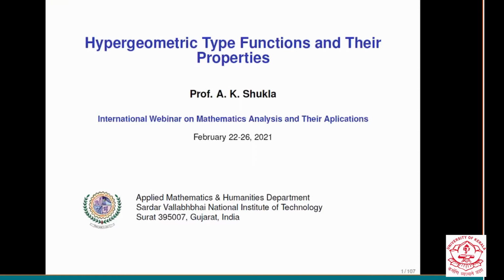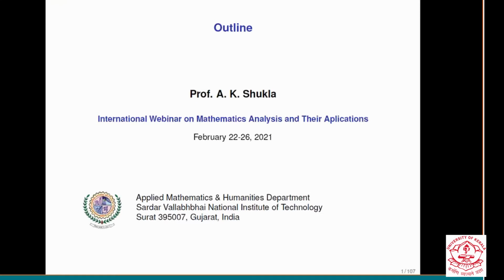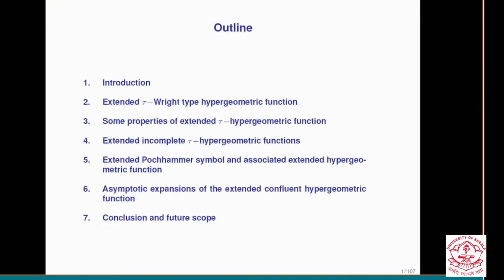So first we have to start. These are the outlines of my talk: Introduction, extended tau hypergeometric function, some properties of the extended tau hypergeometric function, extended incomplete tau hypergeometric function, extended Pochhammer symbol and associated extended hypergeometric function, asymptotic expansion and extended confluent hypergeometric function, conclusion and the future scope.